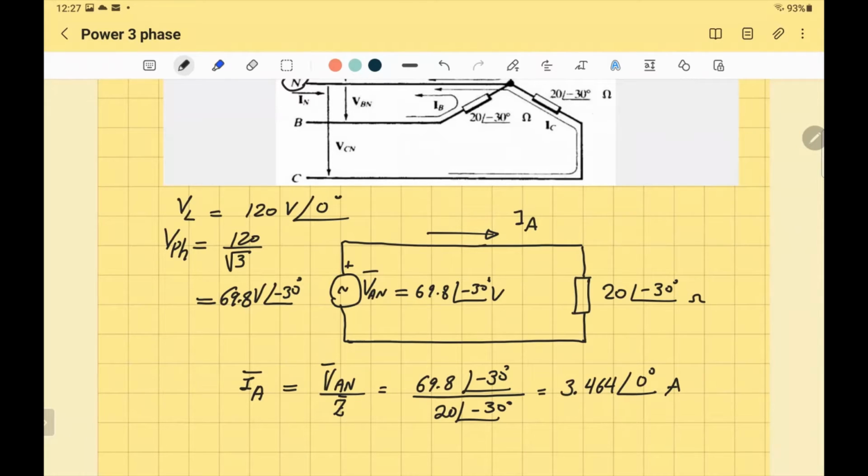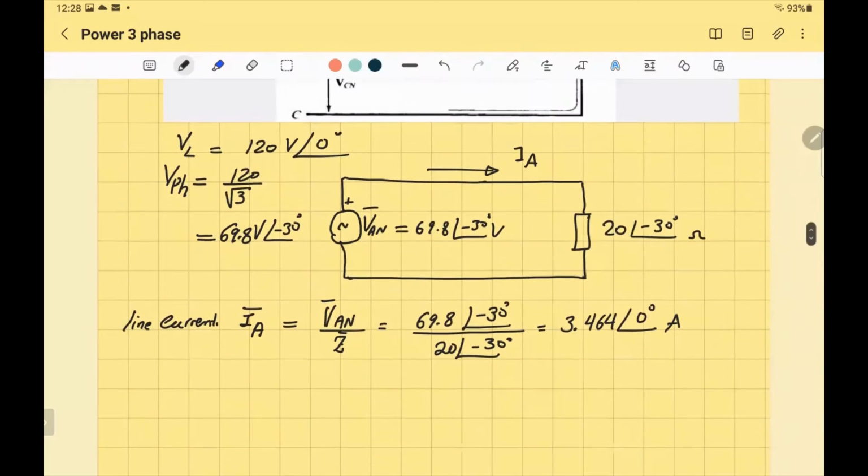How can you find the currents IB and IC? First of all, this is the phase current. I just did it for one phase. We call it the one line diagram, or equivalent one line diagram, or equivalent phase. So that was a phase current. But because we are working with a star connection, the line current is equal to the phase current. So this is the line current also.